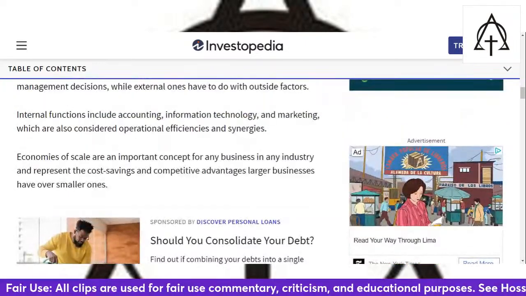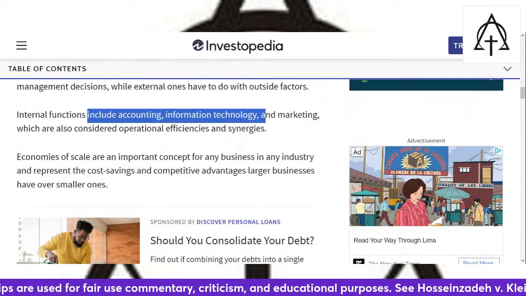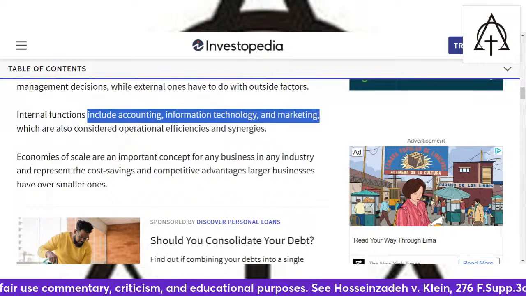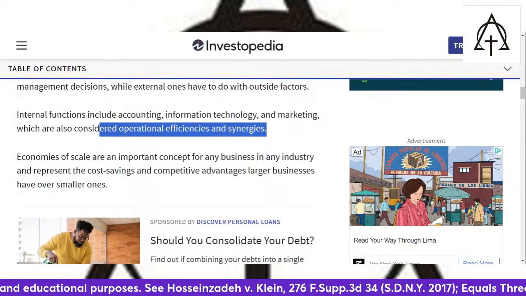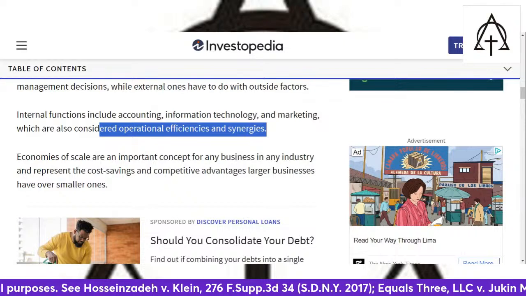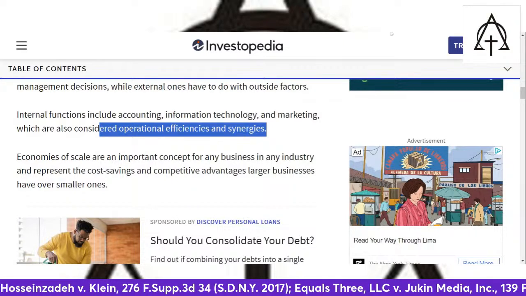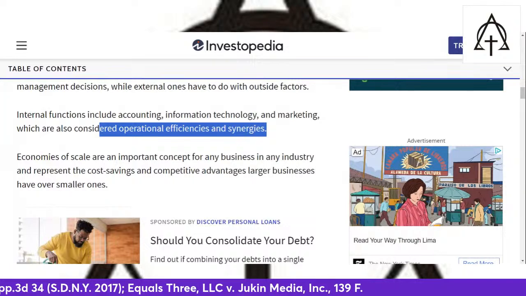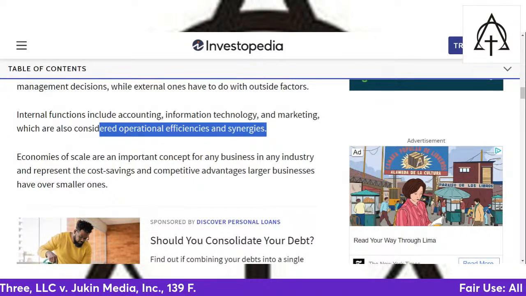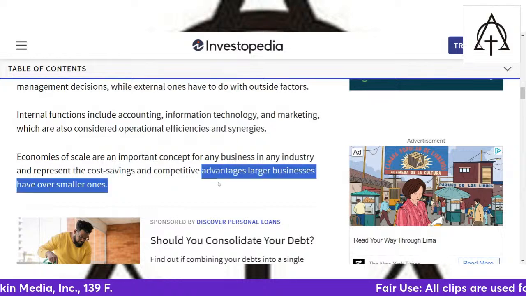Internal functions include accounting, information technology, and marketing, which are also considered operational efficiencies and synergies. Economies of scale are an important concept for any business in any industry and represent the cost savings and competitive advantages larger businesses have over smaller ones.